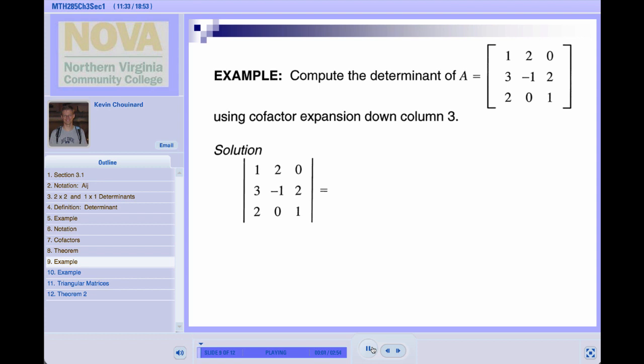Let's compute the determinant of the same matrix that we used in our first example. This is the matrix A with rows 1, 2, 0, 3, -1, 2, and 2, 0, 1. So it's the same matrix we used before. Let's calculate the determinant of this matrix using a cofactor expansion, except this time let's use the third column. Earlier we used the first row, here let's use the third column.